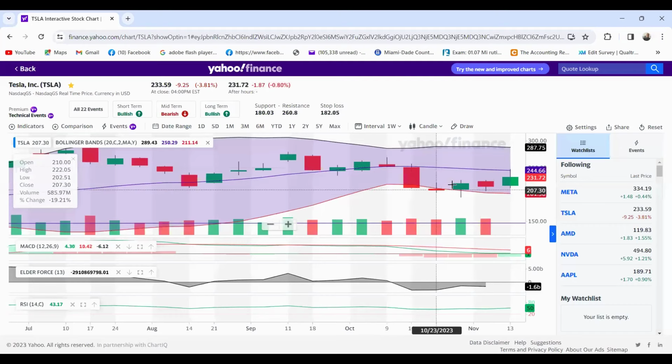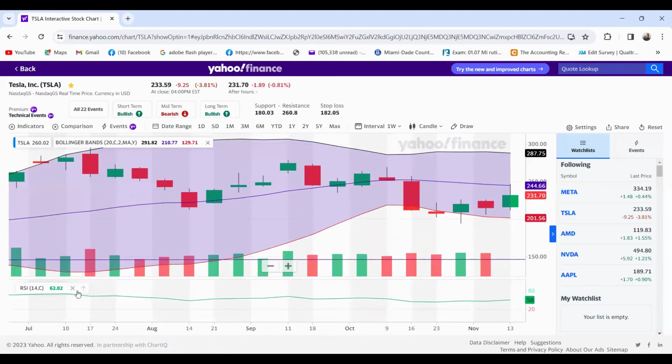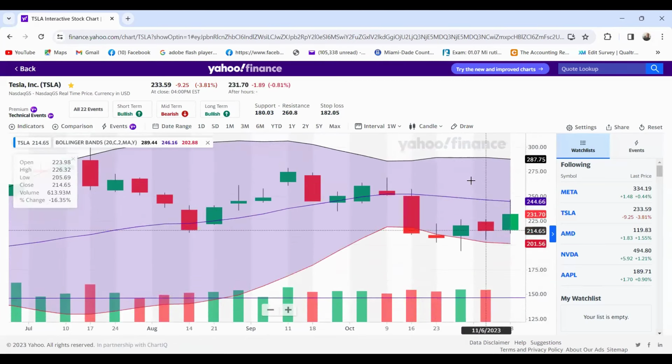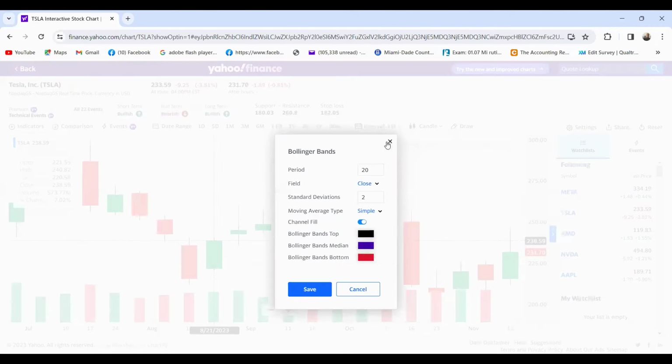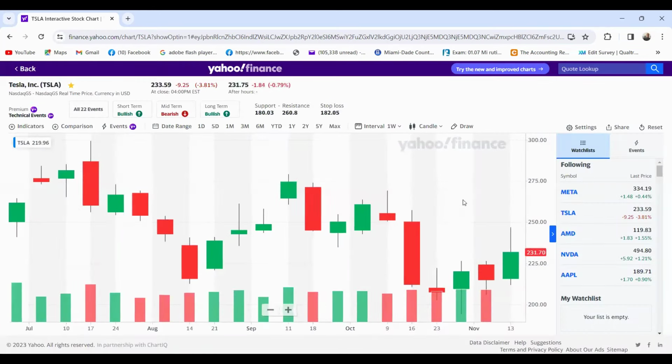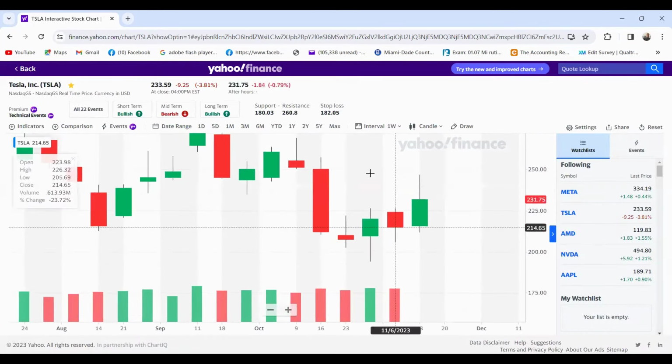Now, we have those three lines that are the Bollinger Band. Let me just remove everything for you again. I'm going to add them so you will know what the Bollinger Band is. Now, this is the Bollinger Band. Let me just remove it and I will add it for you. So actually we have a blank chart.